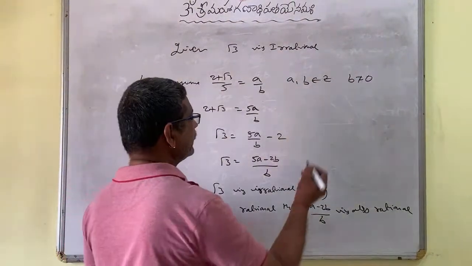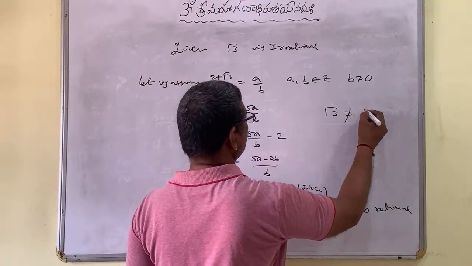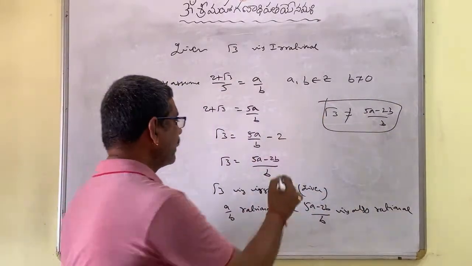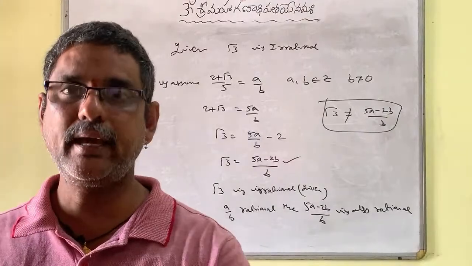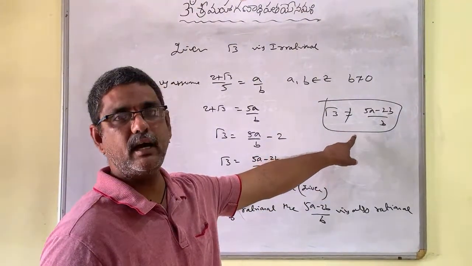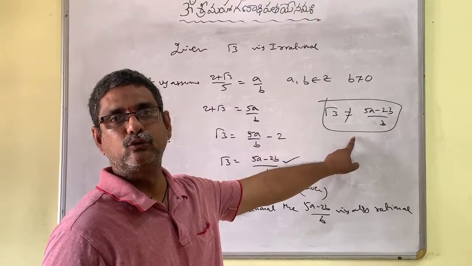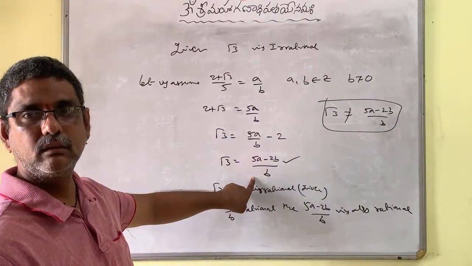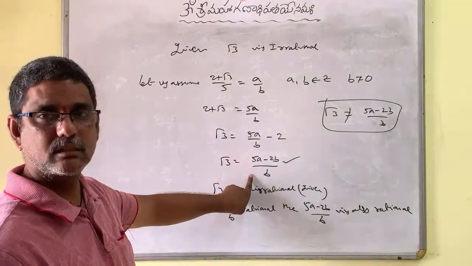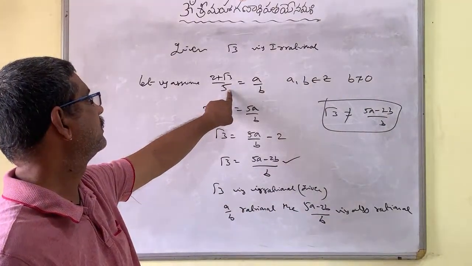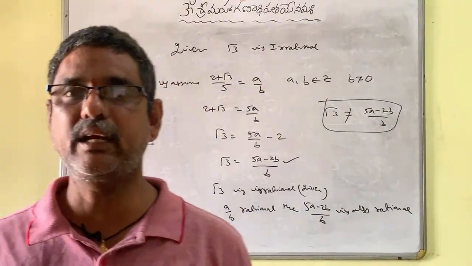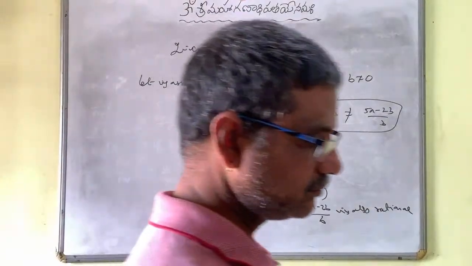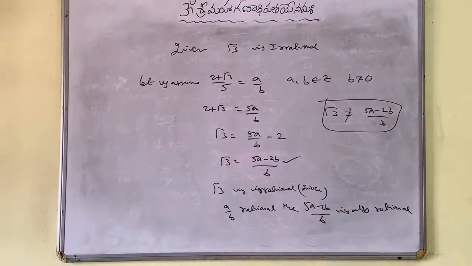So from these two, what can we conclude? Root 3 is not equal to (5a minus 2b) by b. Actually this is the truth, but we got this one. So why did we get this? Because our assumption that (2 plus root 3) by 5 is rational is wrong. So it is not rational, it is an irrational number. Note down, children.